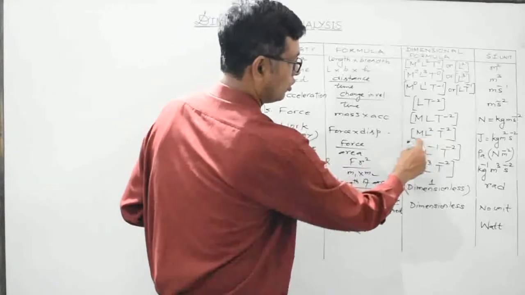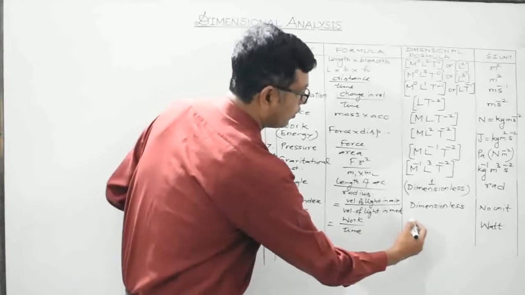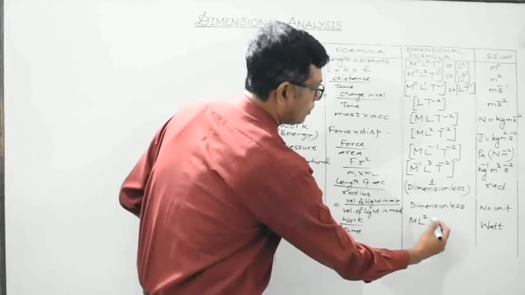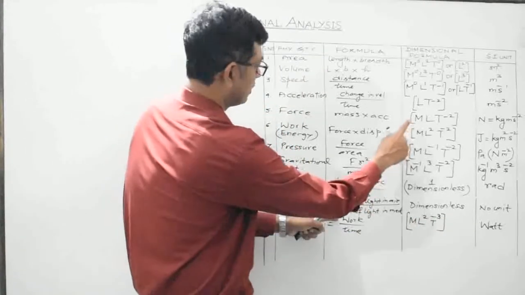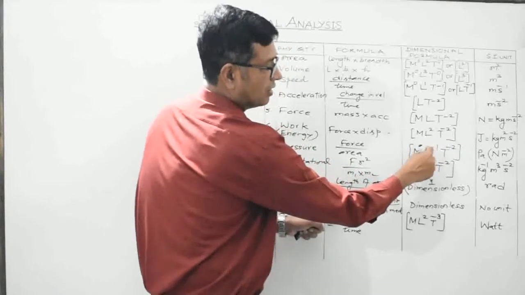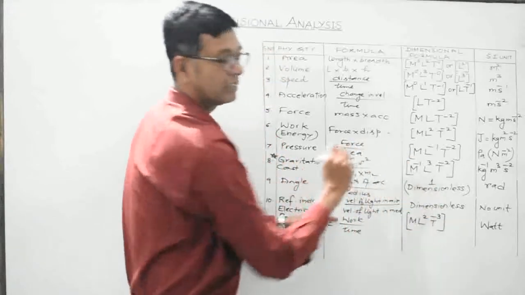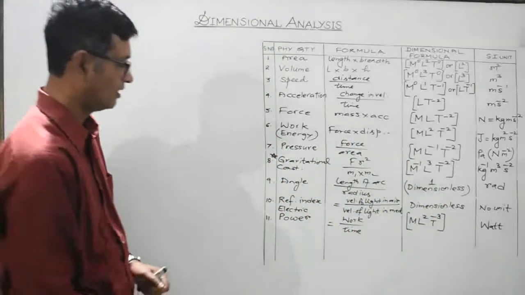Now work done. Its dimensional formula is known to us. Divided by time, second. So students, its dimensional formula would be ML^2 T to the power minus 3. Look, dimensional formula for work is ML^2 T to the power minus 2 divided by time, that is T. So we'll get M L to the power 2 T to the power minus 3. So that's the dimensional formula for power, right?